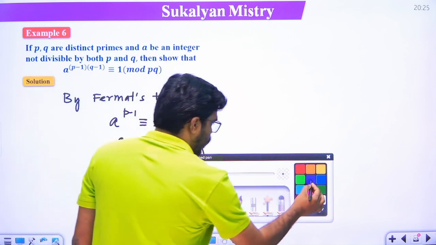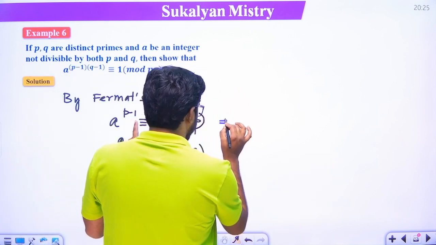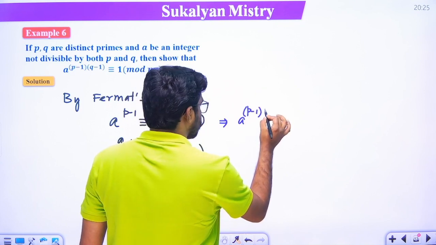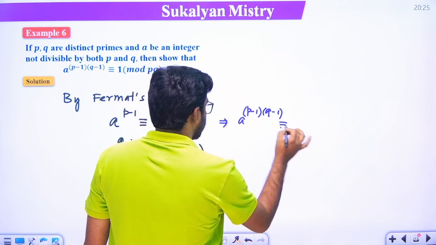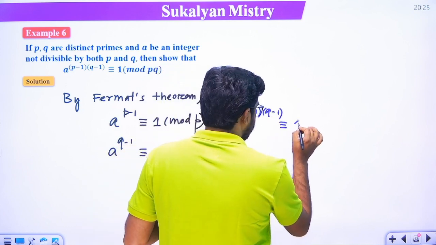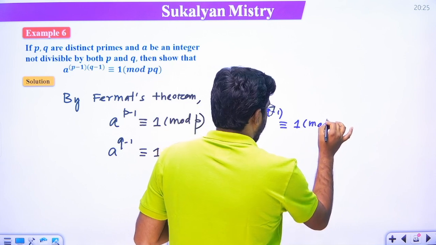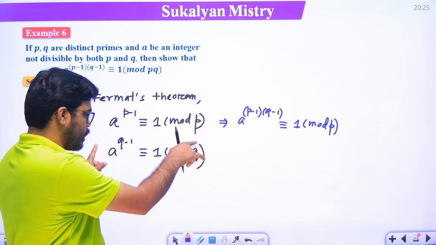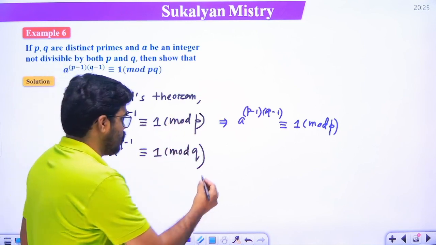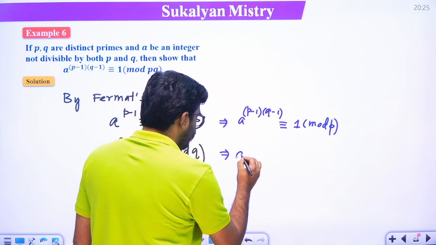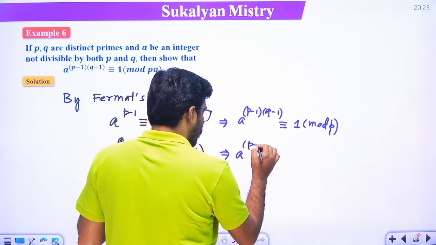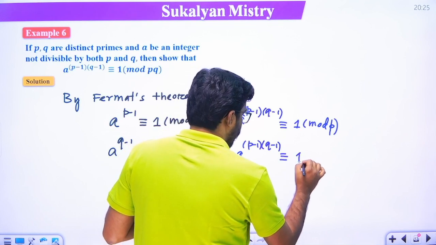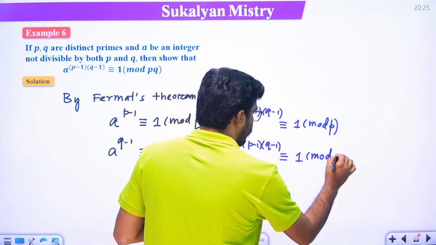So this implies a to the power p minus 1, raised to the power q minus 1, is congruent to 1 to the power q minus 1, that means 1 modulo p. Now taking the power q minus 1 on both sides of the relation, this implies a to the power p minus 1 into q minus 1 is congruent to 1 modulo q.